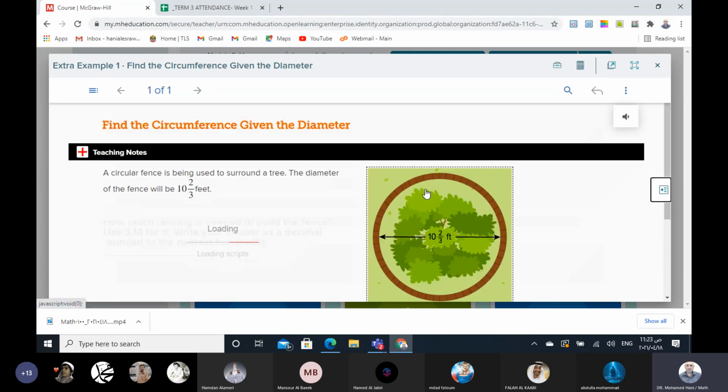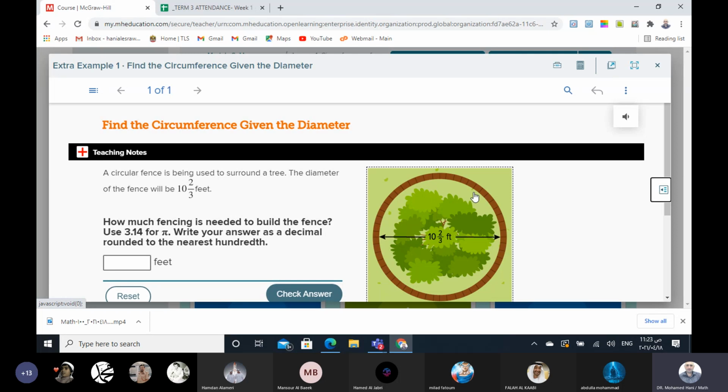As you see here, we have a circle, and the diameter is 10 and 2 over 3 feet. We want to find the circumference. I want everyone to try to find the circumference and tell me your answer.